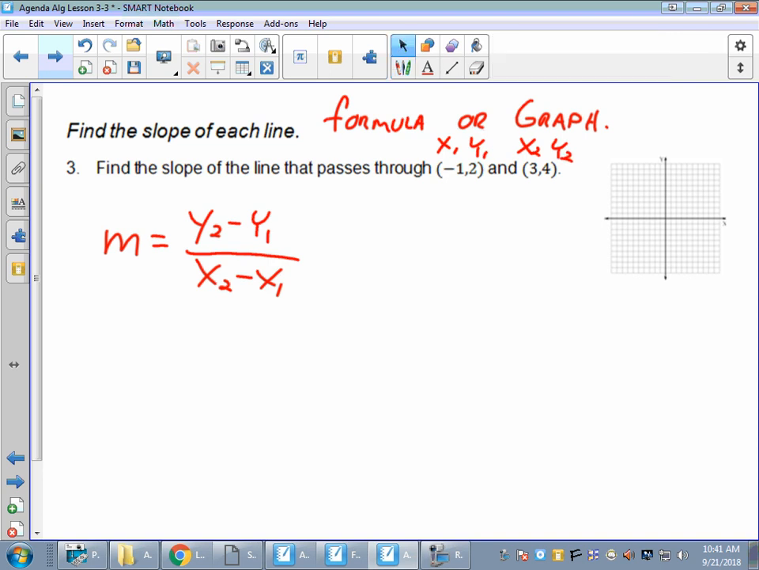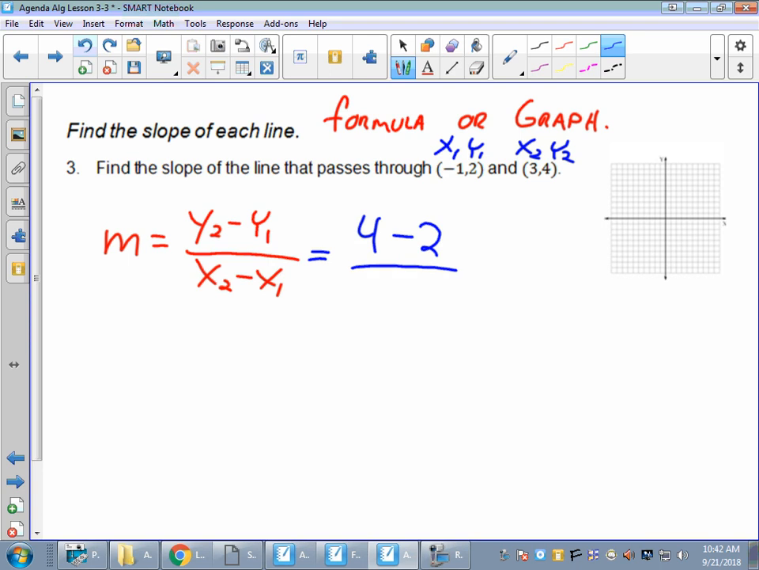I'm just going to put that in blue so we can see that, so it's not written with the other stuff. So x1, y1, and this one over here would be x2, y2. What that basically means is this is the xy of the first point, and 3, 4 is the xy of the second point. So now let's plug those in the formula. I'm going to take my y2, which in this case is 4, and I'm going to subtract my y1, which is 2.